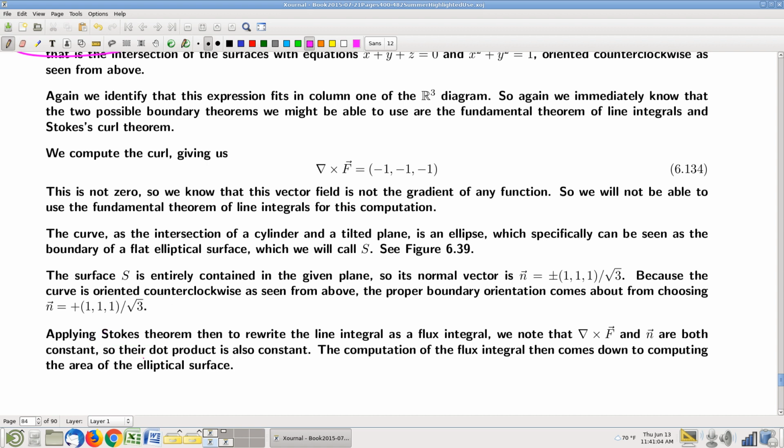So the reason I like this example is I like to point out, these boundary theorems are not magic wands, right? These are tools. And sometimes they will turn a hard problem into an easy problem. Sometimes they will turn a medium problem into another medium problem. And then it's not clear whether it's useful.